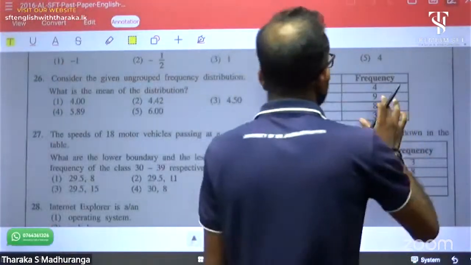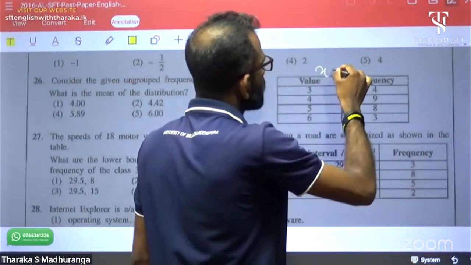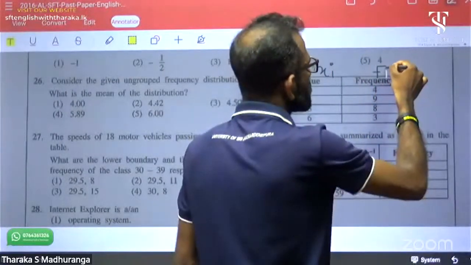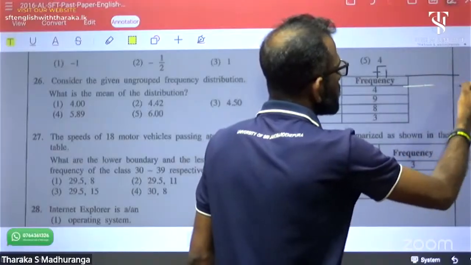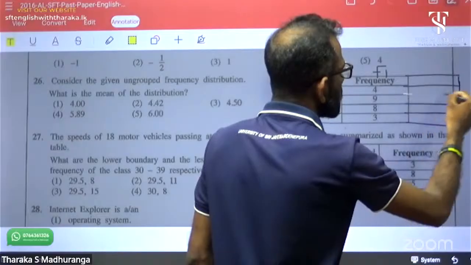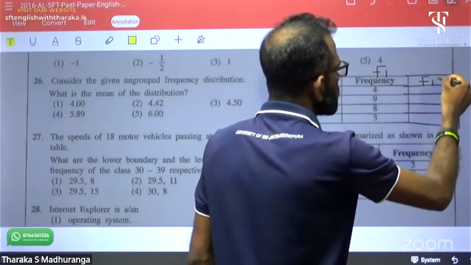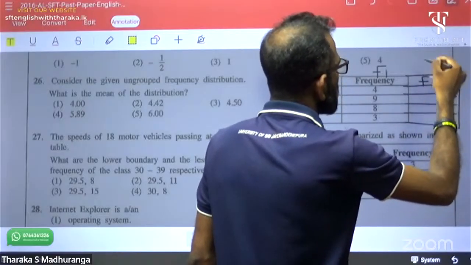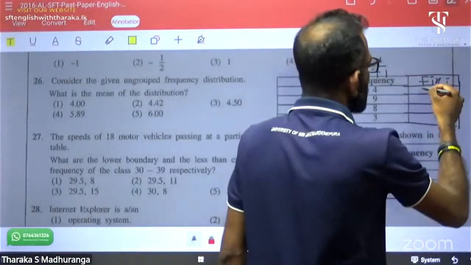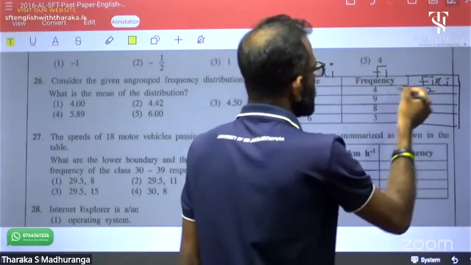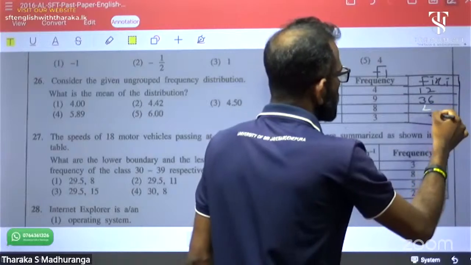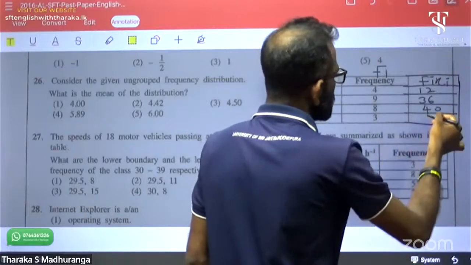Okay, how to calculate the mean? The value, the data we call xi, and the frequency we call fi. To calculate the mean, we have to get an additional column. What is the name of this column? fi xi. Now 3 into 4, it is 12. 4 into 9, 36. 5 into 8, 40. 3 into 6, 18.